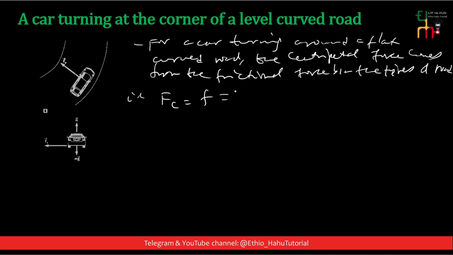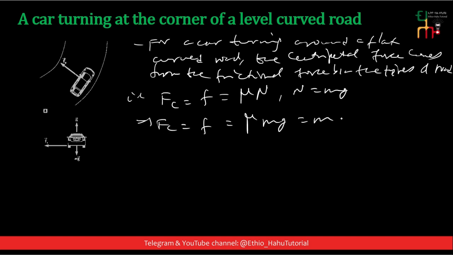This is equal to coefficient of friction times normal force. And since the car is on a flat curved road, the normal force is equal to the weight of the object, so normal force is equal to mg. And centripetal force is equal to frictional force, which is equal to coefficient of friction times mg. But from dynamics of circular motion, centripetal force is equal to mass times centripetal acceleration. This is equal to mv squared divided by r.